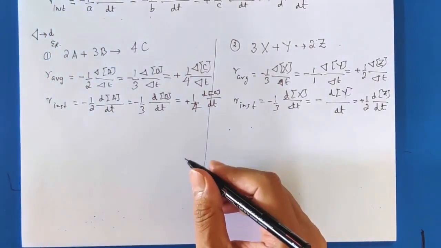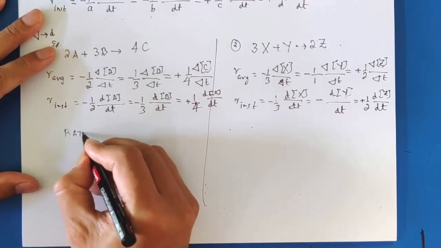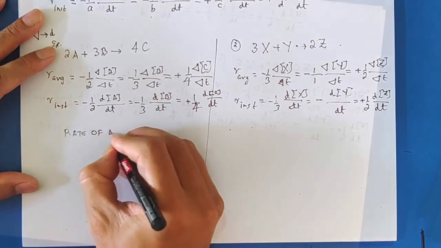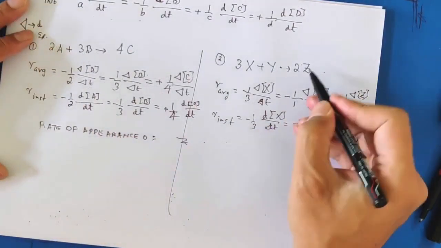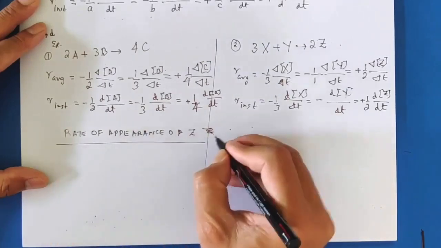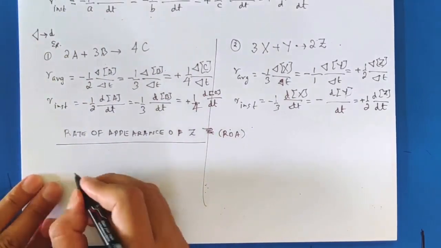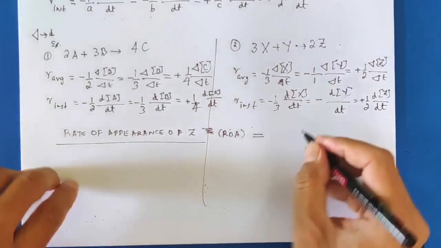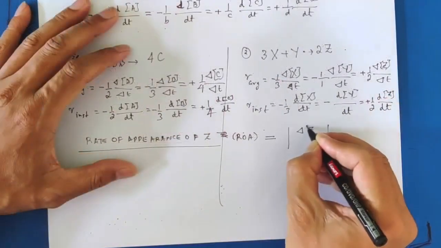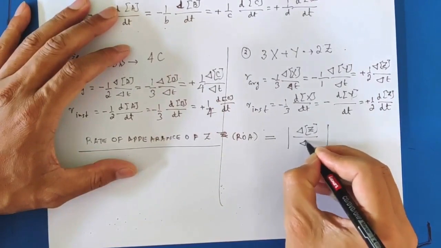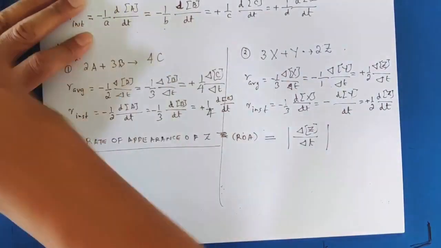Now a discussion on rate of appearance. Suppose here the rate of appearance of Z, so from ROA: the rate of appearance of Z will be del Z del T. Del Z del T is the rate of appearance of Z.